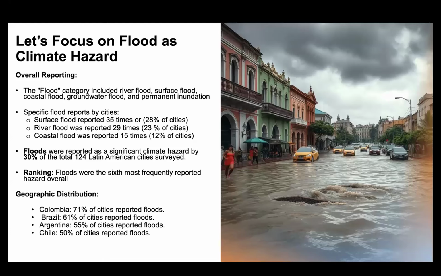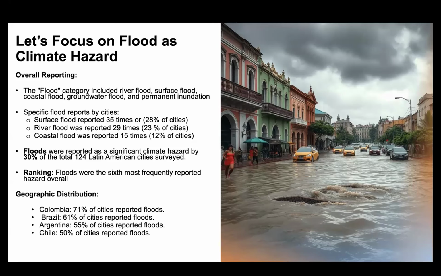We saw that specific floods reported by city: surface flood was reported 35 times, so 28% of the cities reported it. River flood was 23% of the cities, and coastal flood 12%. So it was extremely significant: 30% of the total of the 124 Latin American cities reported it.